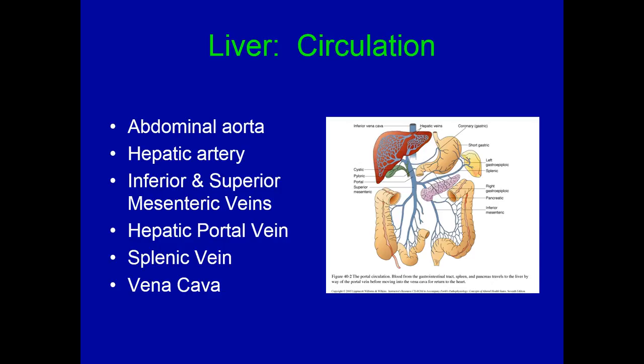Yes? So when it backs up, where does it back up to? So remember where it comes from. It comes from the GI tract, right? So the esophagus, the intestines. So if it's backing up and it comes to that portal vein, if it backs up from that portal vein, it goes back into that GI system. Does that make more sense? So the esophagus and the intestines. Okay, good. Other questions?